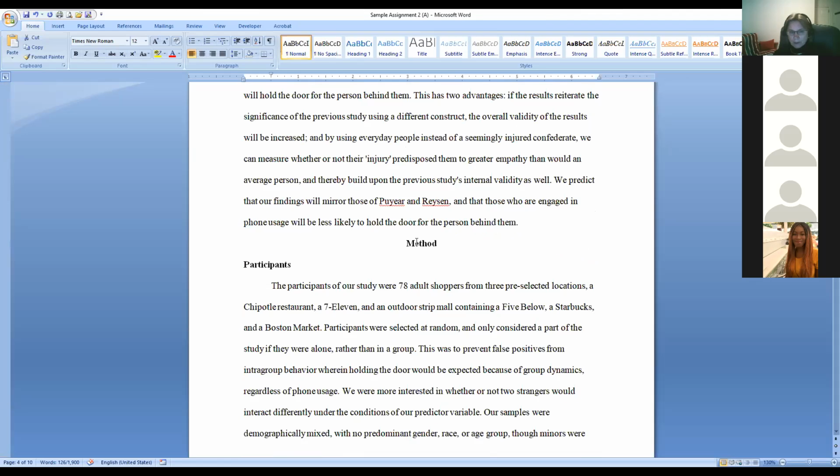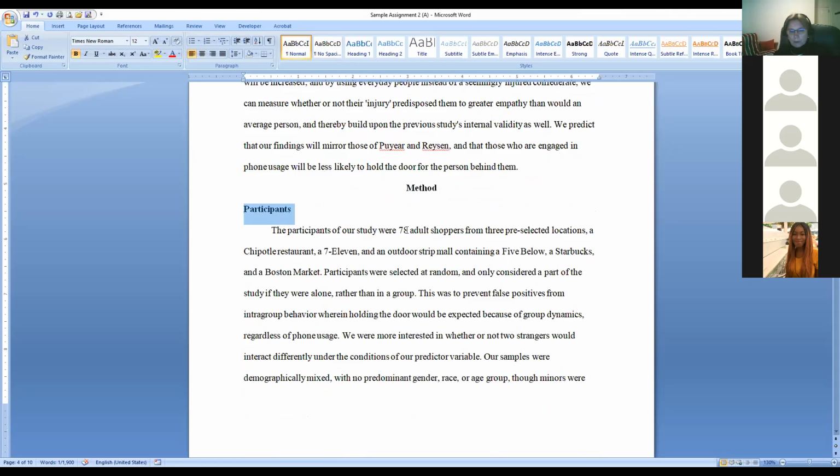All right, here comes our method. And we know that method has 3 subsections. So check your Google Doc and see if you have all of them. The danger here is, try not to plagiarize. That is, use the structure from this paper, but use your own words to describe your study. Note that in the very first sentence, they're saying they had 78 adult shoppers.